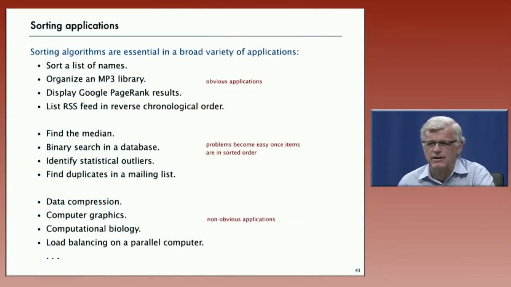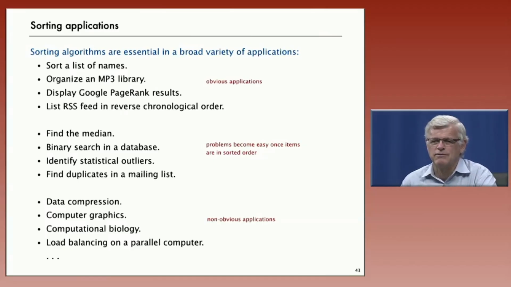There are some other applications that are not so obvious, where we use sorting to make a problem easy once you know that things are sorted. So, for example, finding the median. If it's already sorted, then it's easy to find the median. And other statistical problems are like that, or finding duplicates. The problem of finding duplicates by itself is not quite obvious what to do, but one easy way to solve it is to just go ahead and sort.